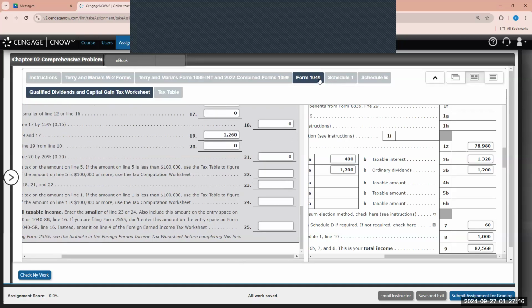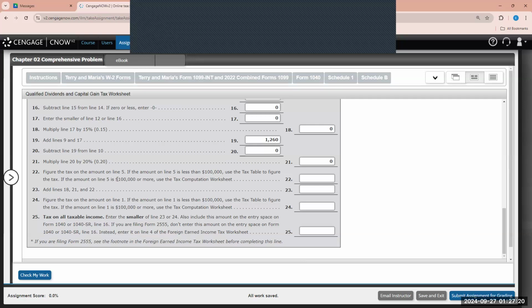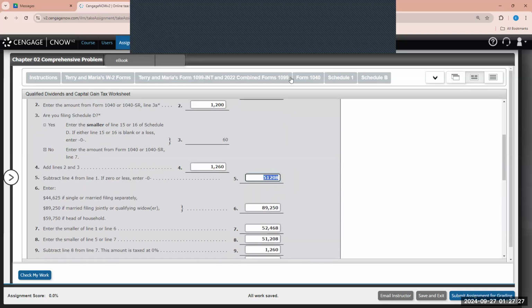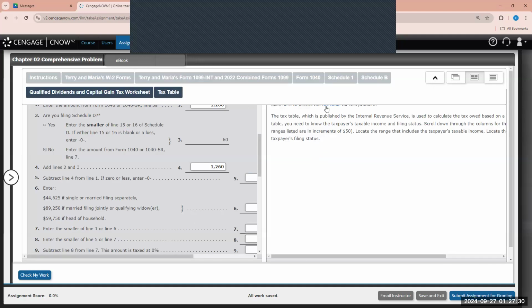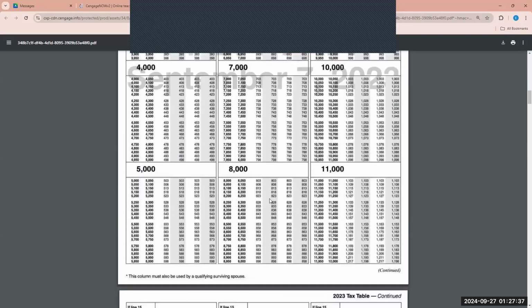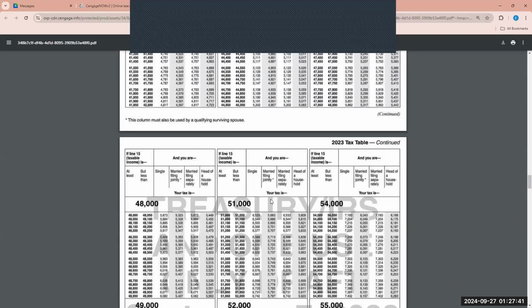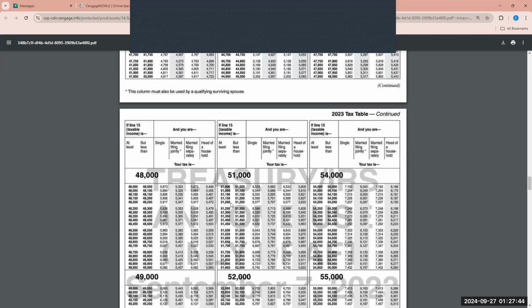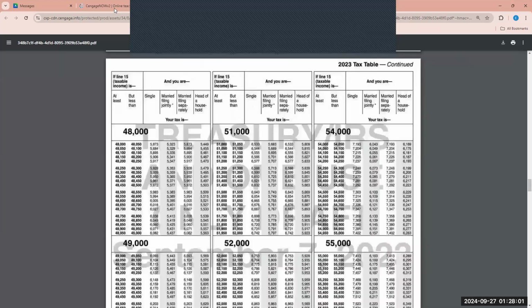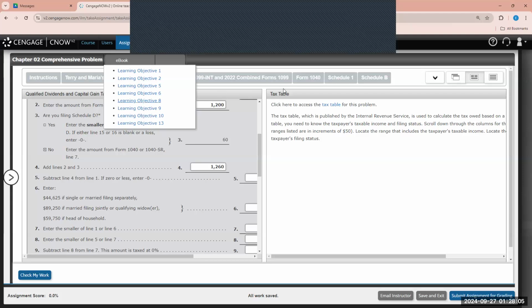So we move on to line 22. And it asks us to figure the tax on the amount on line 5. So if we scroll up, we go to line 5, we see the amount is $51,208. So we need to find a tax table. It says click here to access the tax table. So 51,208. Scroll to 51,000. Here we are. So it's 51,208. Based on this information, we know that they're married filing joint. So 51,200, but less than 51,250. So therefore, the tax liability for the Redlands is going to be $5,707. So we close the tax table.